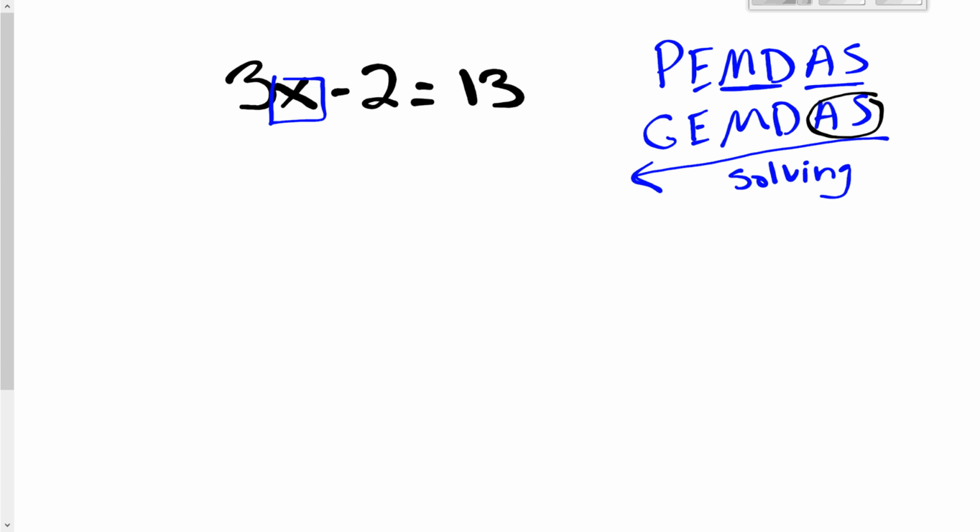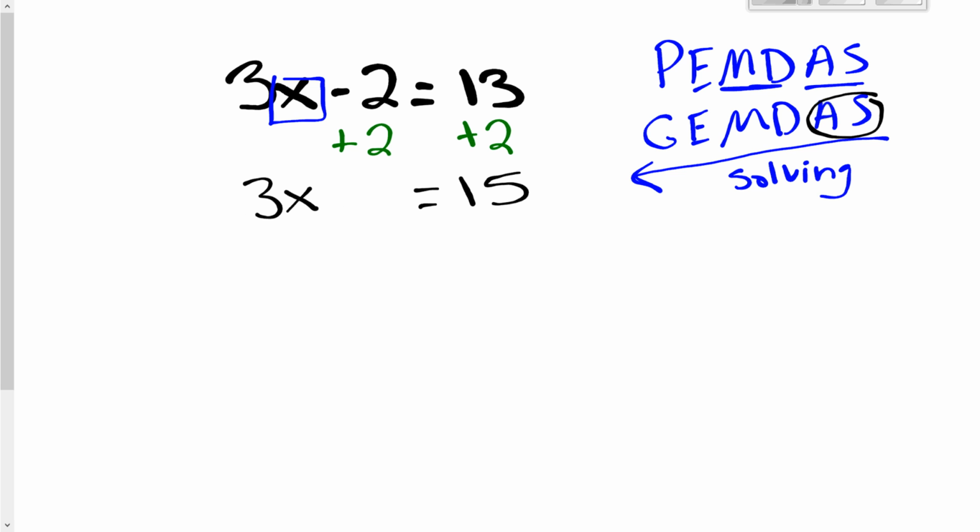Well, I see some subtraction right here. So how do we undo subtraction? We undo it with addition. So instead of minus 2, we are going to add 2 to both sides. That is going to leave me with the left-hand side here, 3x. Minus 2 plus 2 is 0, so I'll just leave that blank right there, equals, and 13 plus 2 equals 15. So now I have 3x equals 15.